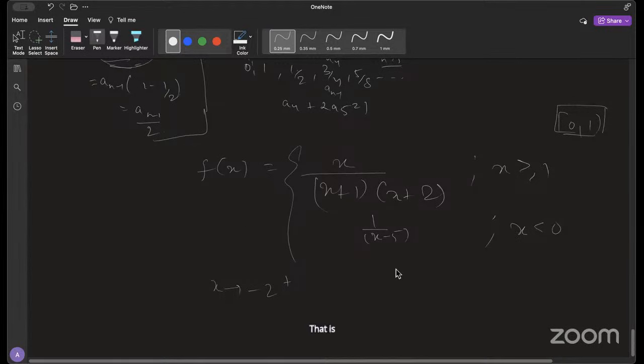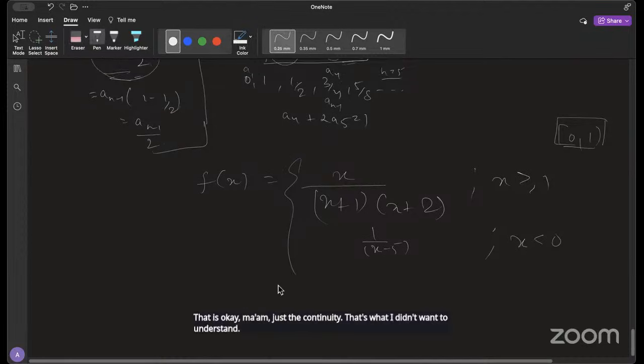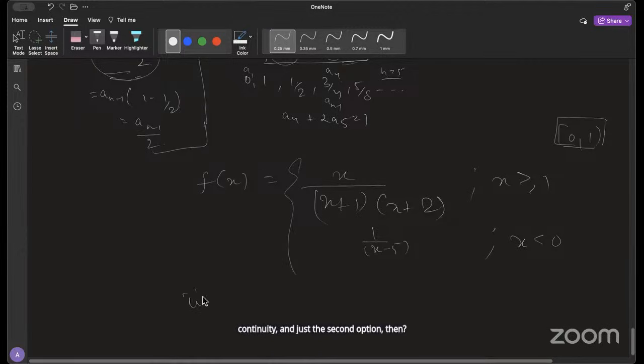That is okay, ma'am. Just the continuity, that part I need to understand. Continuity and just the second option then. Yeah, the second and the last option, or the correct or incorrect.